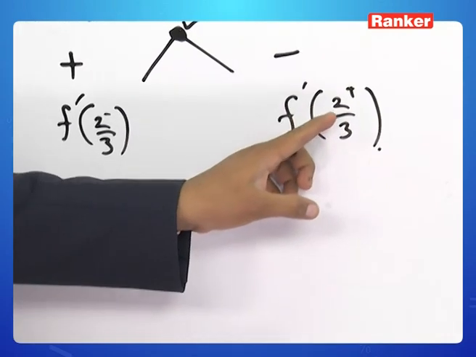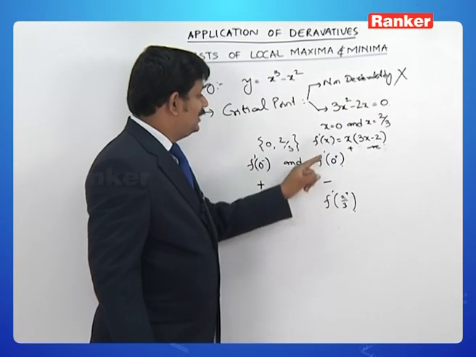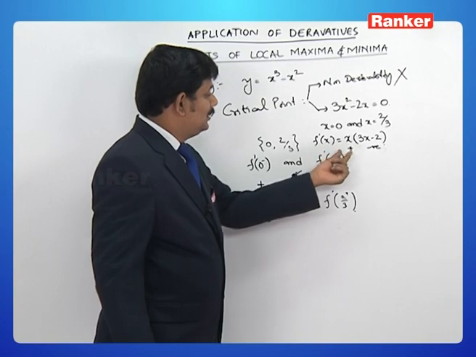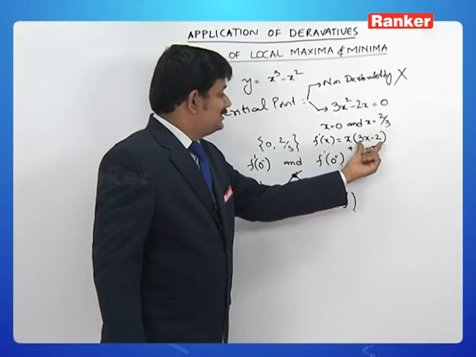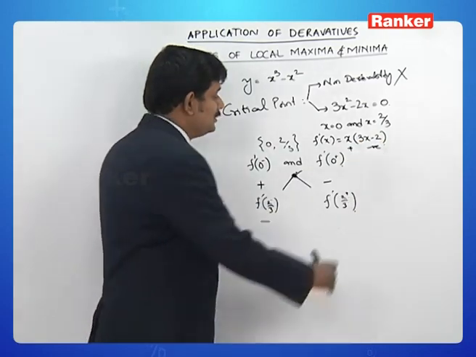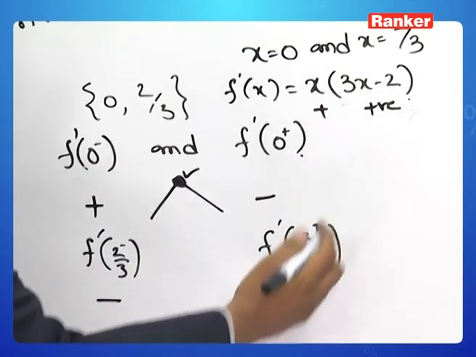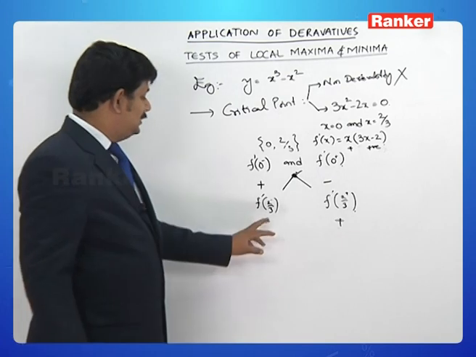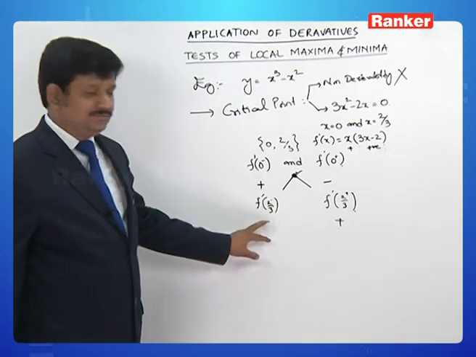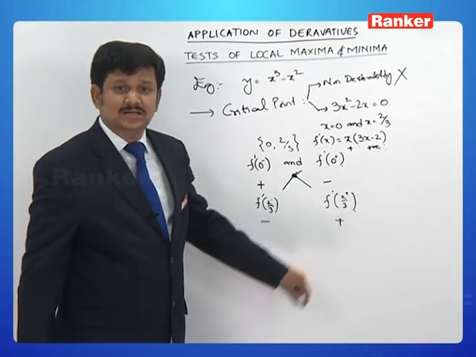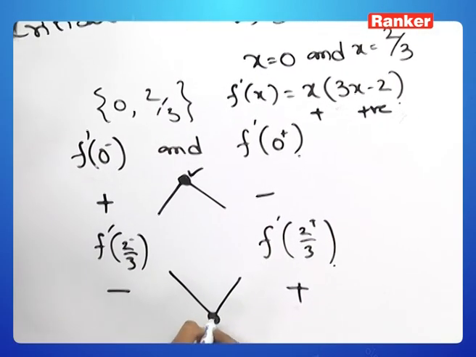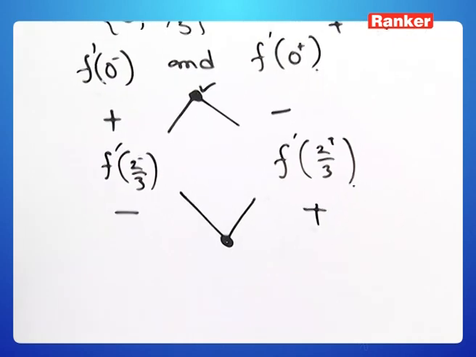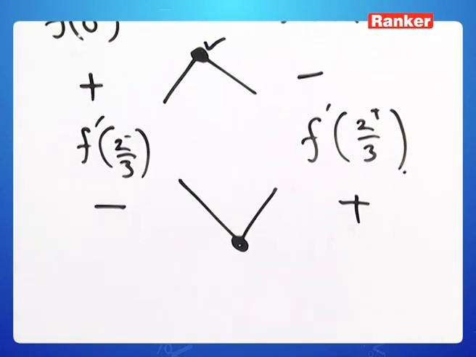Let us look at f dash of 2 by 3 plus. When x is close to 2 by 3, x is positive. X is more than 2 by 3, so 3x minus 2 is also positive. So their product is positive. We can see derivative to the left hand side is negative, derivative to the right hand side is positive. So one is negative, other is positive, and this qualifies to be a point of minima.